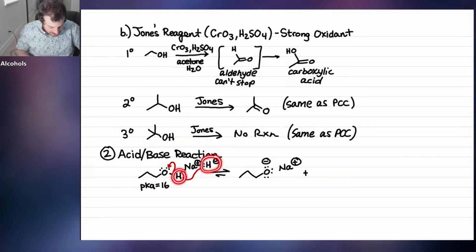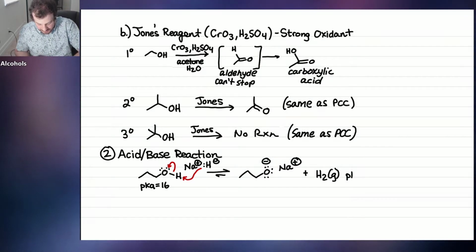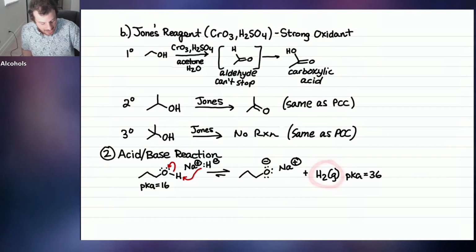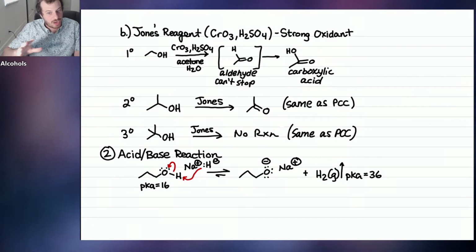The H minus grabs the H, which forms H2 gas. The H2 gas has a pKa of 36. So if you calculate KEQ for this reaction, you'll find that KEQ is equal to 10 to the power of 20, which is a very favorable reaction towards the products. Also, hydrogen gas is a gas, so it bubbles away. Little arrow to show that it bubbles away, and that drives the reaction even more towards the right side by Le Chatelier's principle, since the gas naturally removes itself from the reaction.